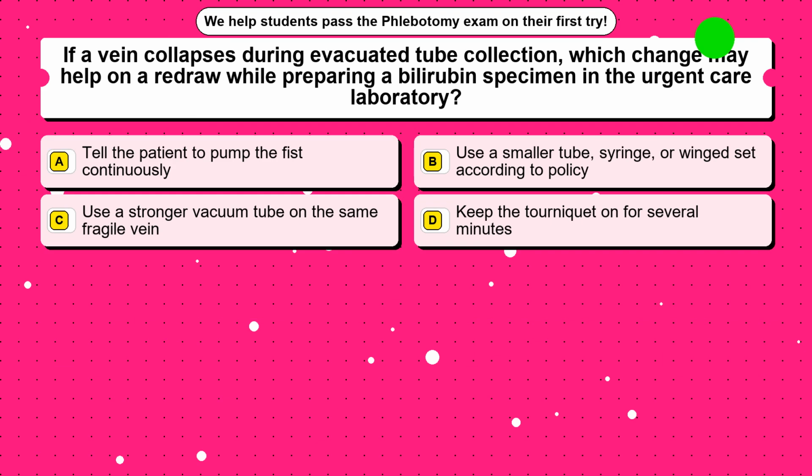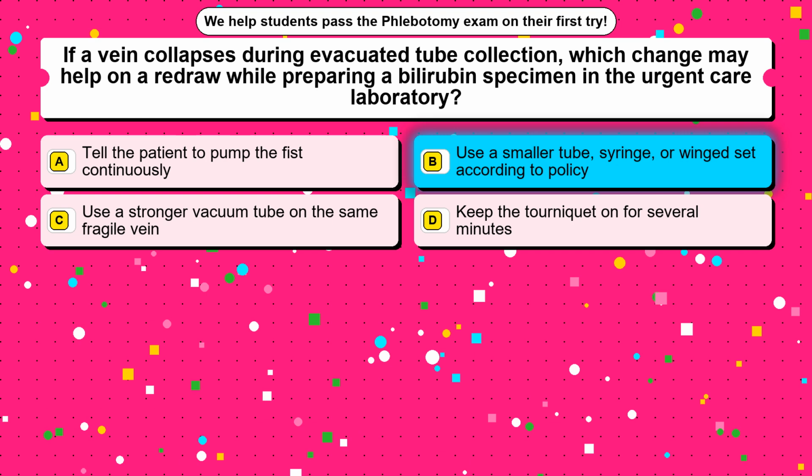Question 18. If a vein collapses during evacuated tube collection, which change may help on a redraw while preparing a bilirubin specimen in the urgent care laboratory? Option A. Tell the patient to pump the fist continuously. Option B. Use a smaller tube, syringe, or winged set according to policy. Option C. Use a stronger vacuum tube on the same fragile vein. Option D. Keep the tourniquet on for several minutes.